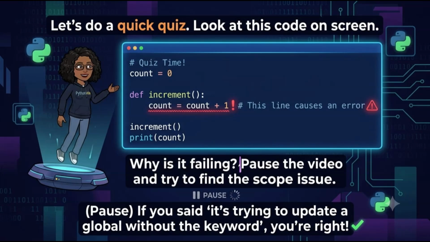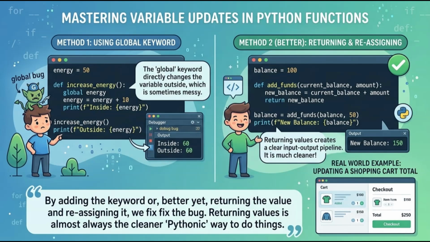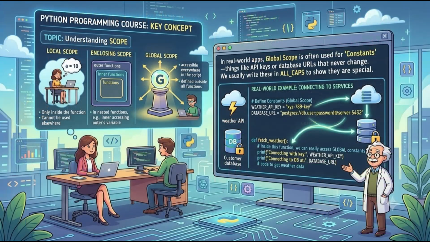Pause if you said it's trying to update a global without the keyword. You're right. By adding the keyword or, better yet, returning the value and reassigning it, we fix the bug. Returning values is almost always the cleaner Pythonic way to do things. In real-world apps, global scope is often used for constants, things like API keys or database URLs that never change. We usually write these in ALL_CAPS to show they are special.